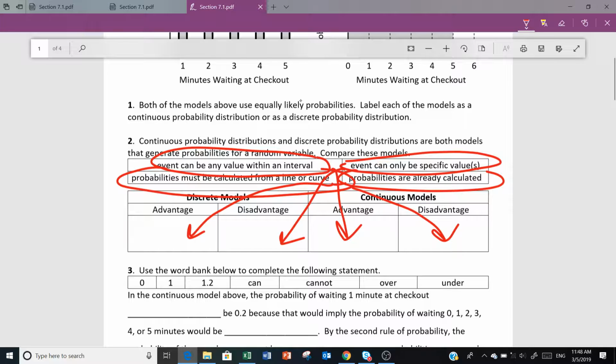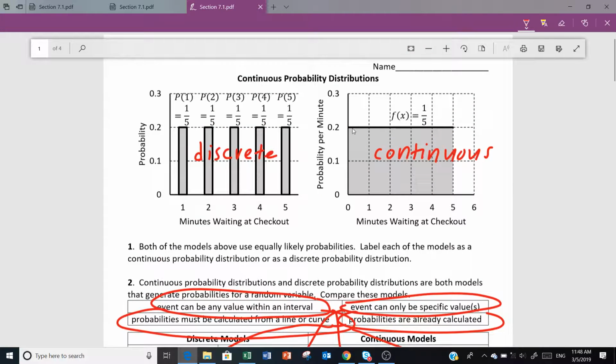Let's look at the line that was given above. What was the line that was given? What is this line called? What's the name of this line? In the continuous case, we no longer are given the probabilities. We have to calculate them from the line or curve. What's the given line in this probability model? Good, f of x equals 1/5.